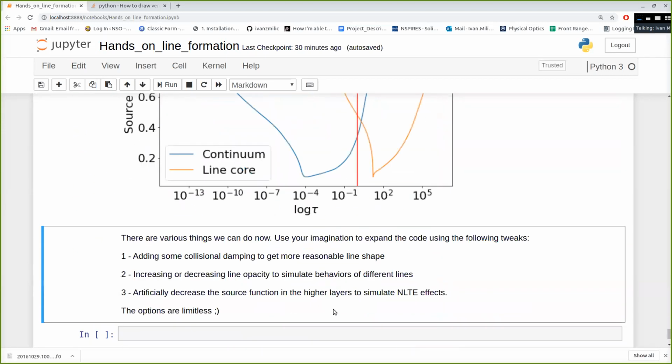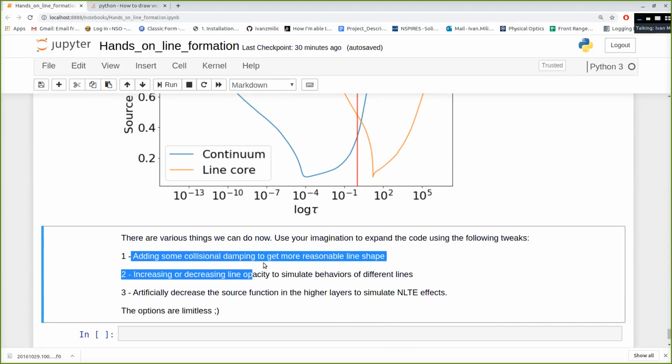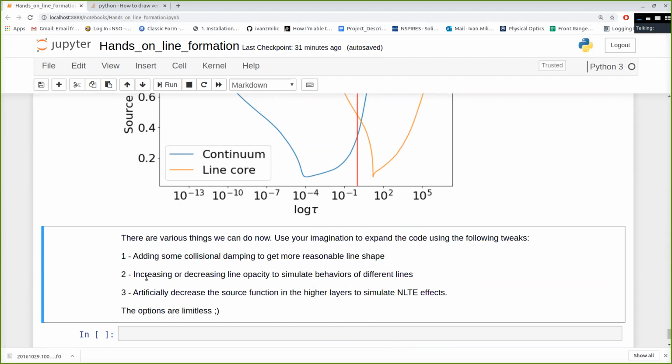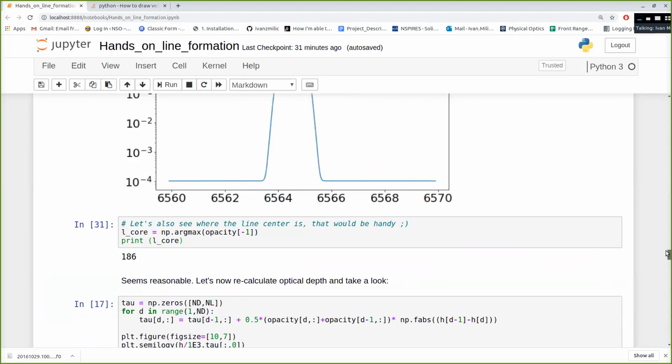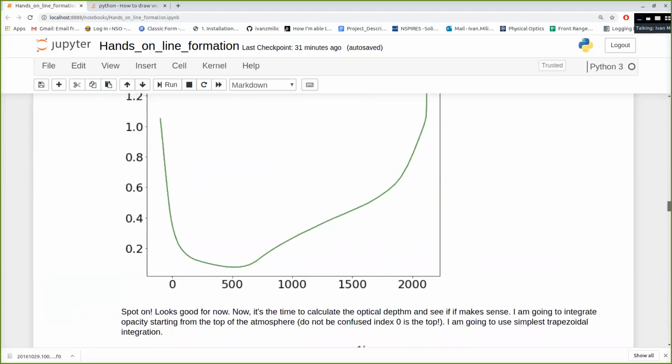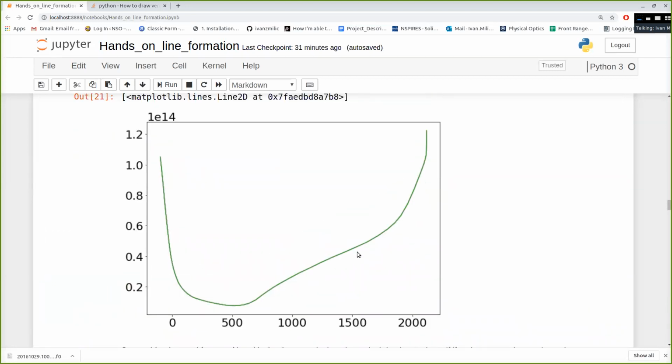So there are a lot of things that you can improve here yourself, and I totally encourage you to start playing with that right now or when we finish the class. You can add some collisional damping, which can be totally ad hoc, and you would get a more reasonable line shape. You can increase or decrease the line opacity to simulate how different lines would behave. If we have a more opaque line, it would pick up even higher regions of the atmosphere. If we have a less opaque line, it will maybe not even see this temperature rise, because keep in mind that this emission is happening because the source function is increasing as I go to higher regions here.